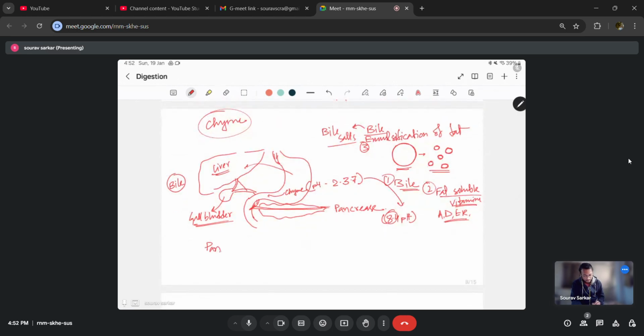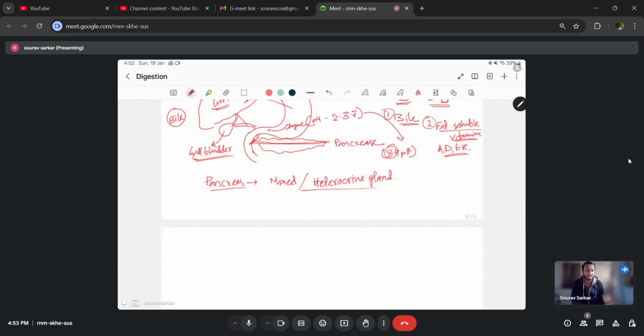Now the second one, the pancreas. What is pancreas? In case of the liver, that is the largest digestive gland, largest internal gland. Now pancreas is known as a mixed or heterocrine gland. What is the meaning of mixed or heterocrine? Hetero means different, just like heterotroph. Troph means nutrition, heterotroph, different nutrition. So when any gland shows more than one function, those glands are known as heterocrine glands.